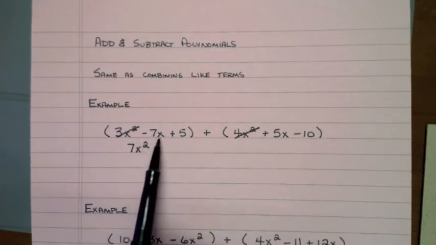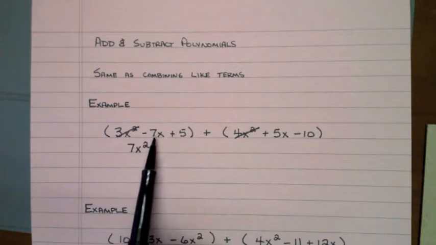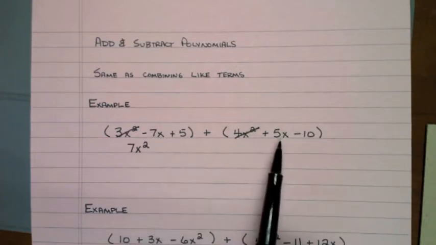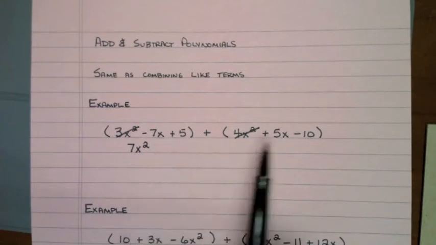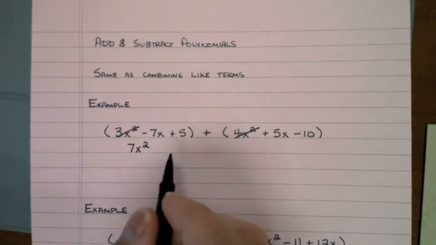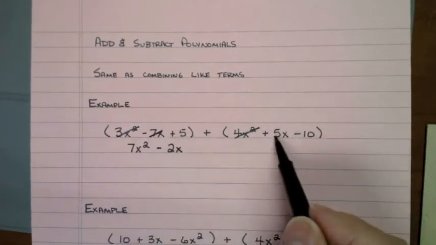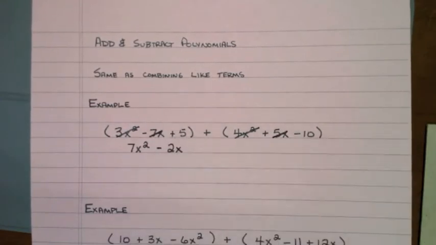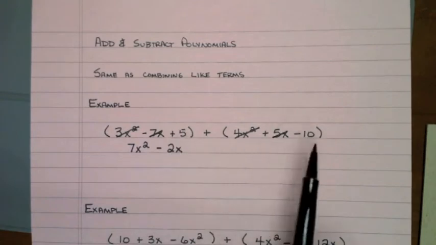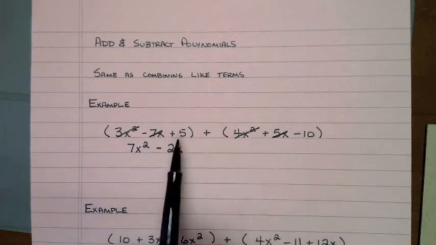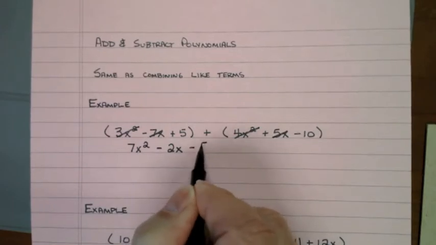Negative 7x. I need to put it together with anything else that has an x. Well, this is 5x. Negative 7x, positive 5x gives me negative 2x. Numbers go together. The number in this polynomial goes with the number in this polynomial. 5 and negative 10 combined together is negative 5.